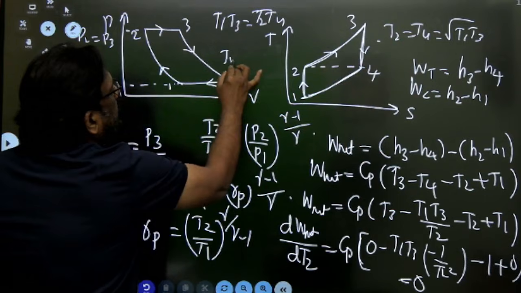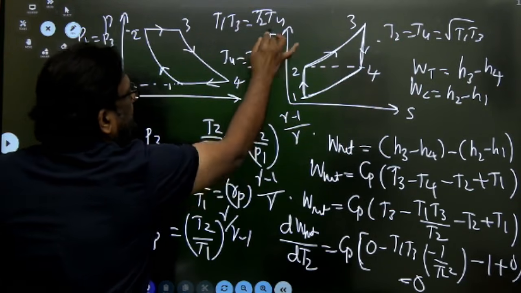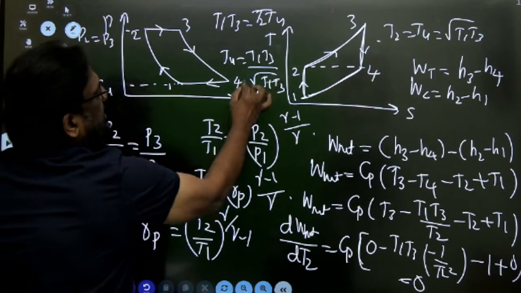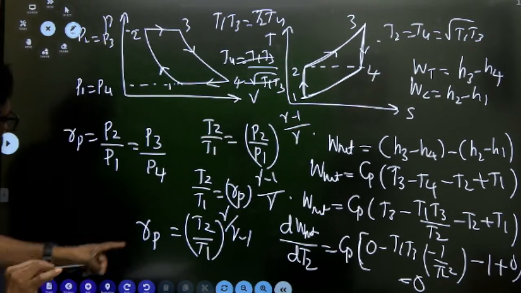Look here, T4 can be written as T1 T3 by T2. What is T2? Root T1 T3. So this will cancel, and again it will be root T1 T3 only. So now put it here.